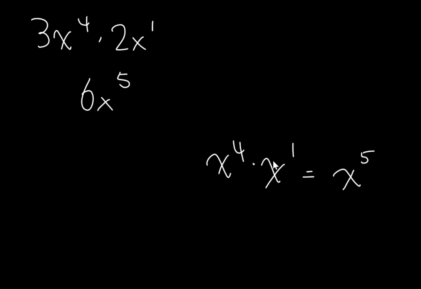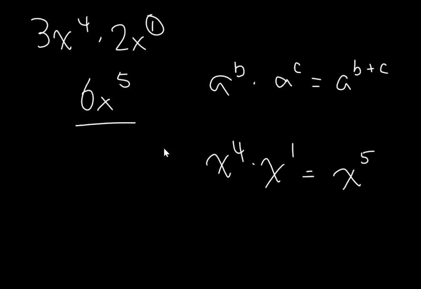So I think this is what you missed. However, you should probably write this in your notes as well: a to the b times a to the c is a to the b plus c, not times. This might also be something you messed up on. I don't know what you messed up on. I just know that your answer was 6x to the fourth, I think. You either missed the 1 here, or you messed this up. But the correct answer is 6x to the fifth.